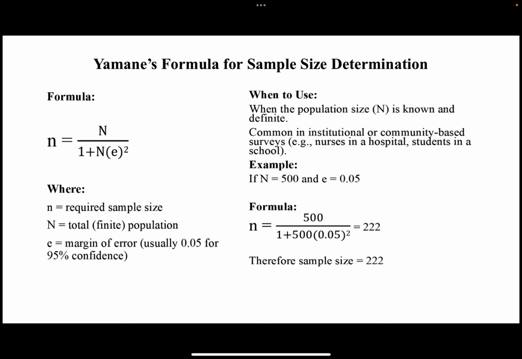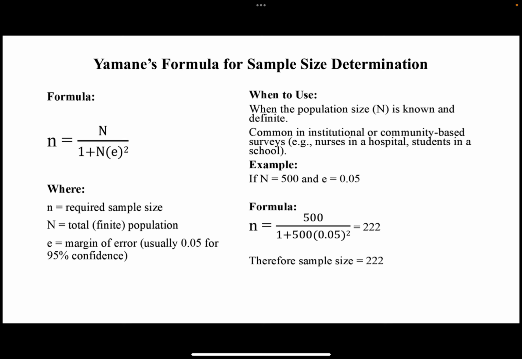Now, the first one, let me talk about sample size formulas in quantitative study. Then we move into qualitative study. For quantitative study, we have two common sample size formulas. The first one is YAMANE'S formula, and the second one is called COCHRAN'S formula.